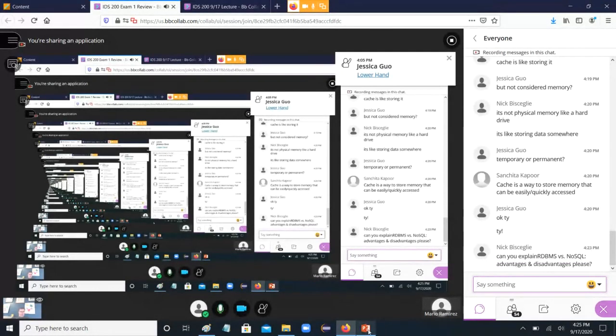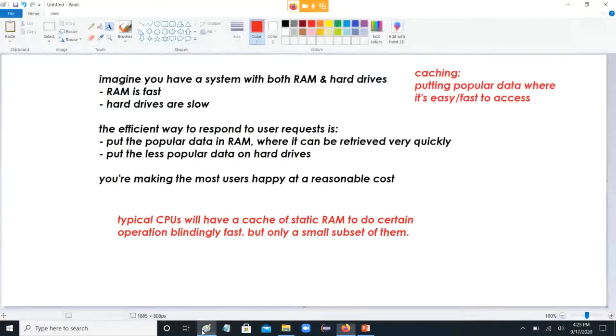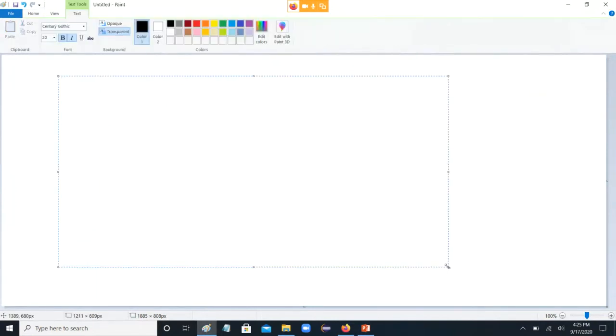Relational versus NoSQL. Okay. So remember our basic structure, relational database systems, okay?